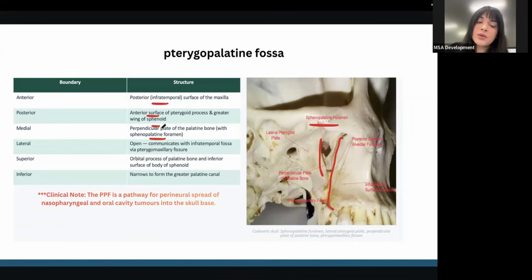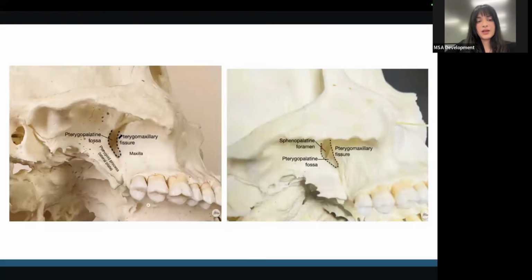Superiorly, you have the orbital process of the palatine bone and the inferior surface of the body of the sphenoid. And then inferiorly, it narrows to form the greater palatine canal. So that's the inferior part. Okay, so the pterygopalatine fossa is a pathway for perineural spread of nasopharyngeal and oral cavity tumors into the skull base. Remember. Okay, this is what I was talking about.